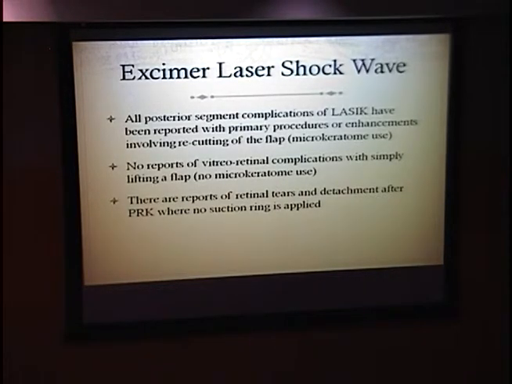What about the laser treatment itself? All posterior segment complications of LASIK have been reported either with primary procedures or with enhancements that involved recutting of the flap, so always using the microkeratome. There are no reports of vitreoretinal complications just with lifting a flap. However, interestingly, there are 2 reports, one of retinal tears and one of a detachment after PRK, where obviously no suction ring is applied at all.